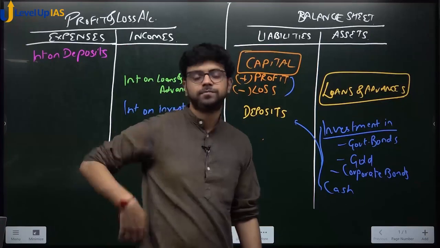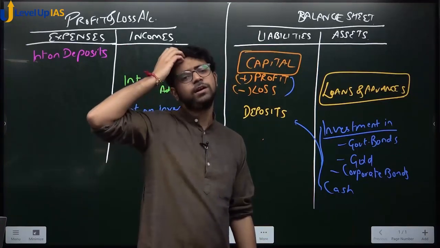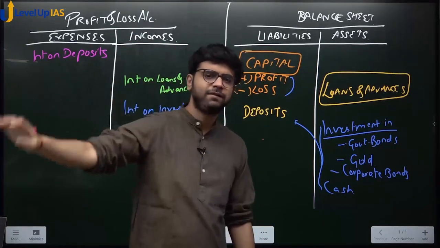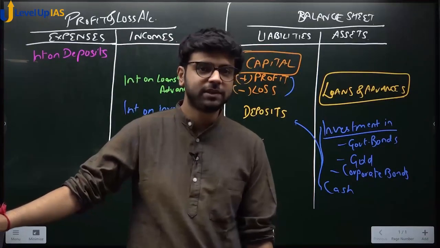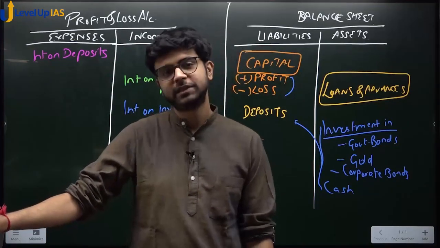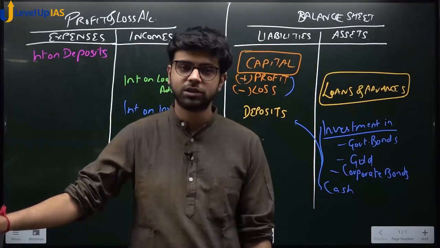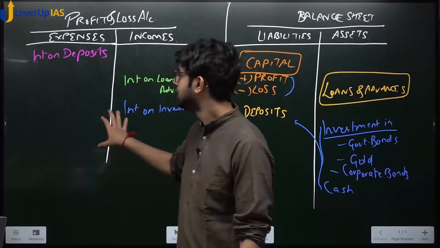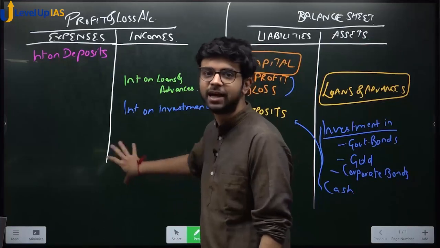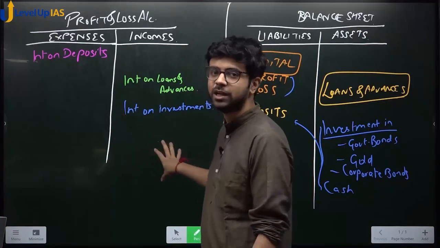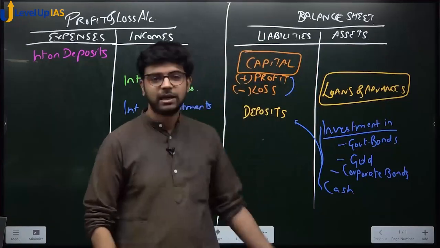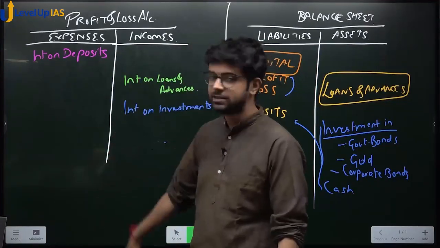Now this profit and loss, where does it come from? What is profit? When do you make profit personally? When does a business make profit? What do you think? When your incomes are more than your expenses, that is your profit. When your expenses are more than income, what happens? Loss. So can I say this? Whatever balance comes, if expenses are more than incomes, then it will be your loss. And if incomes are more than expenses, then it will be a profit.